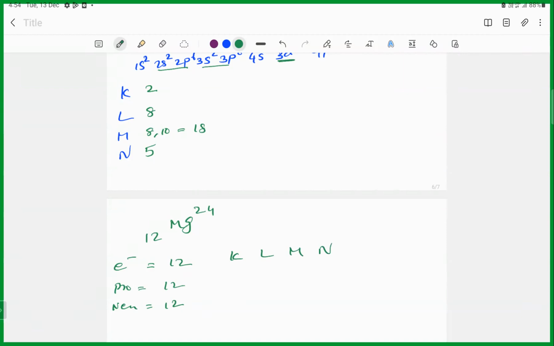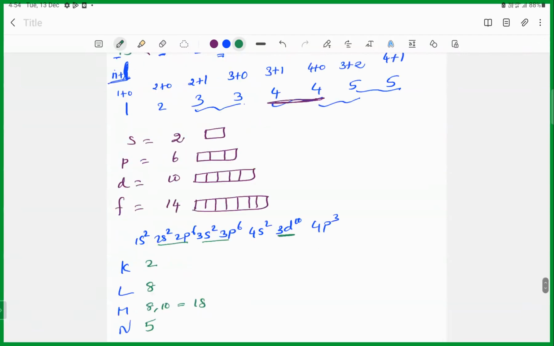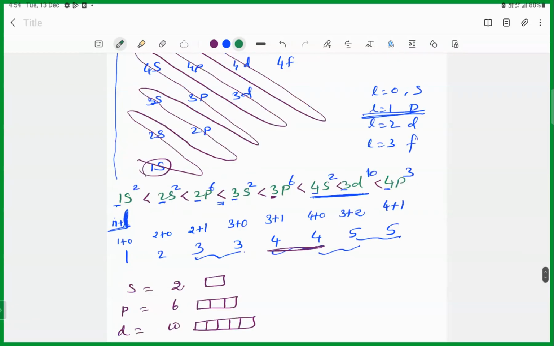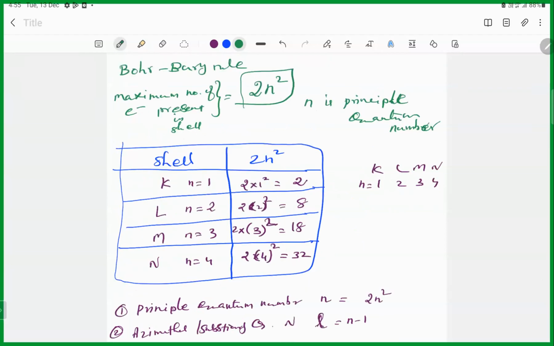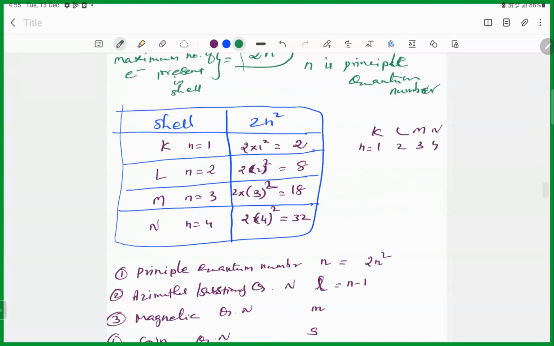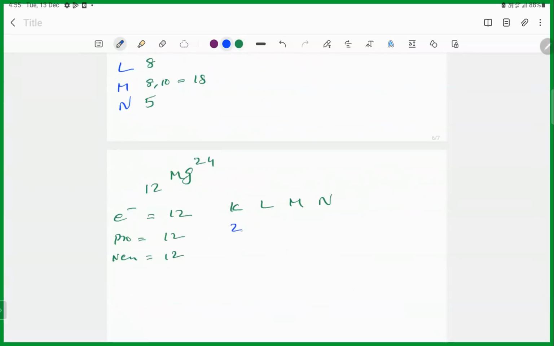The K shell can totally accommodate how many electrons? 2, 8, 18, 32. Don't forget these. K shell 2, L shell 8, M shell 18, N shell 32. So K shell will be filled with 2, L shell also will be filled with 8, then 2 will come in the M shell. So when writing the electronic configuration: 1s2, 2s2, 2p6, 3s2.